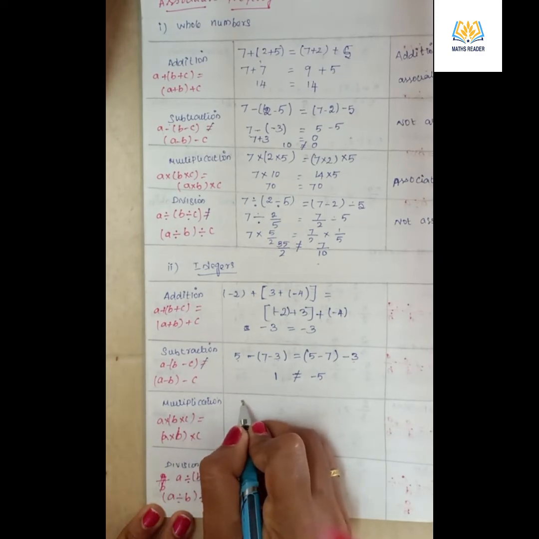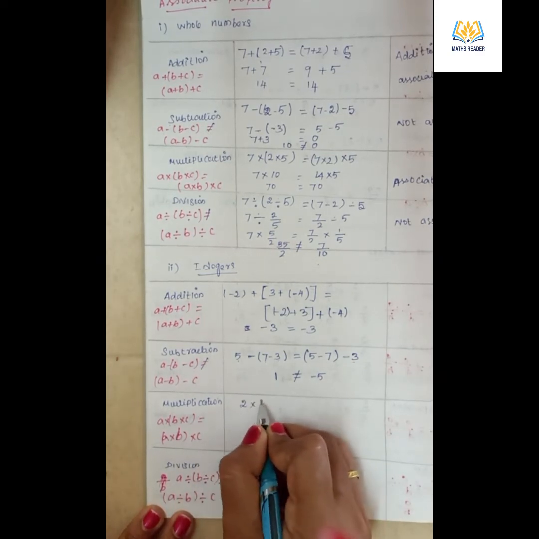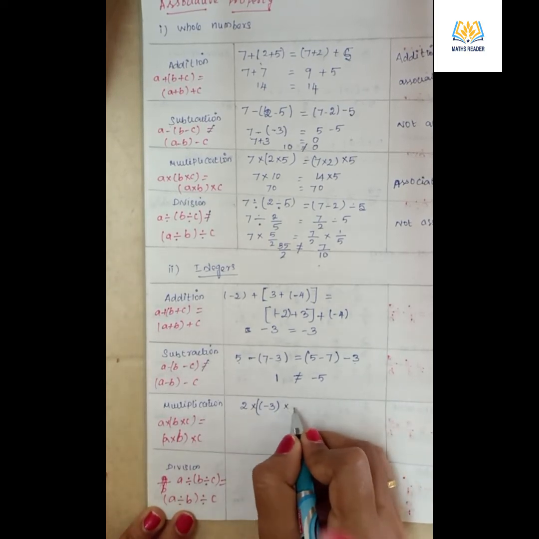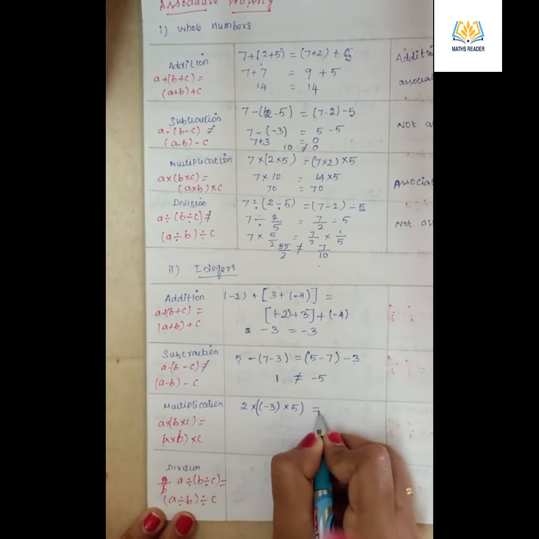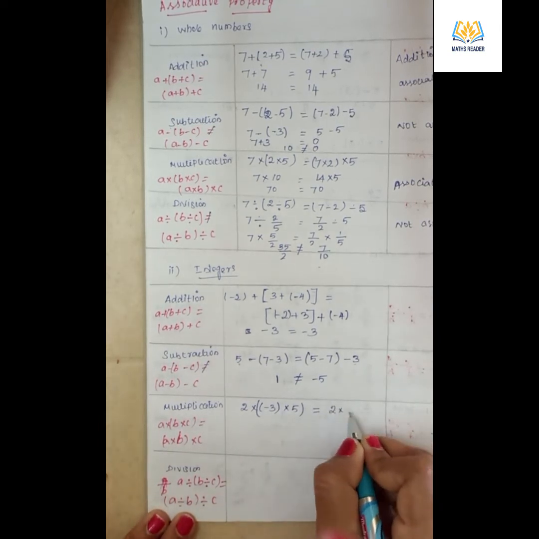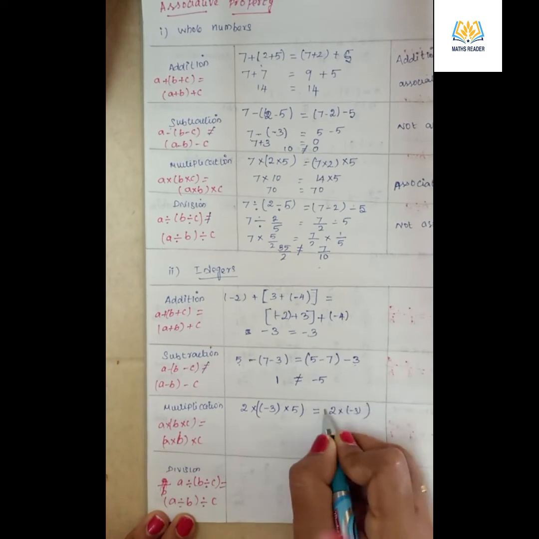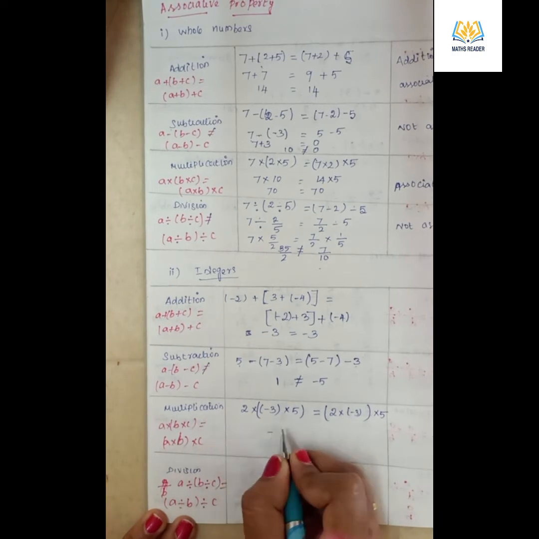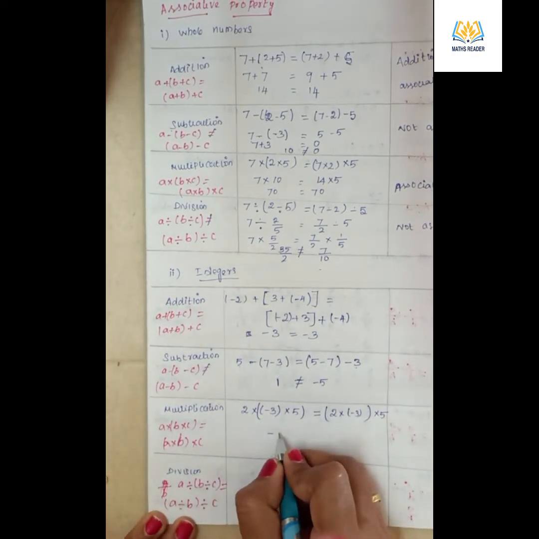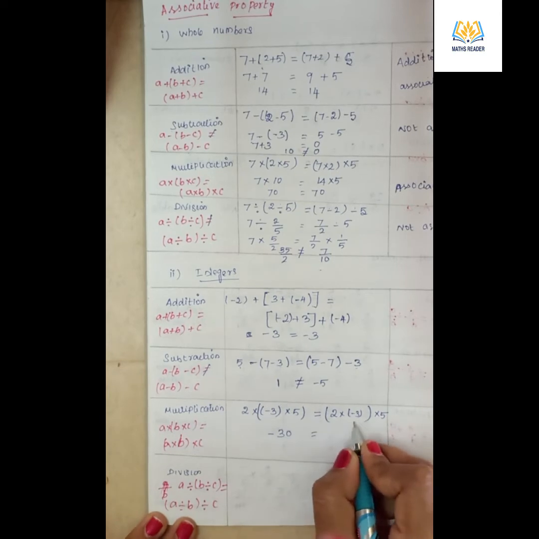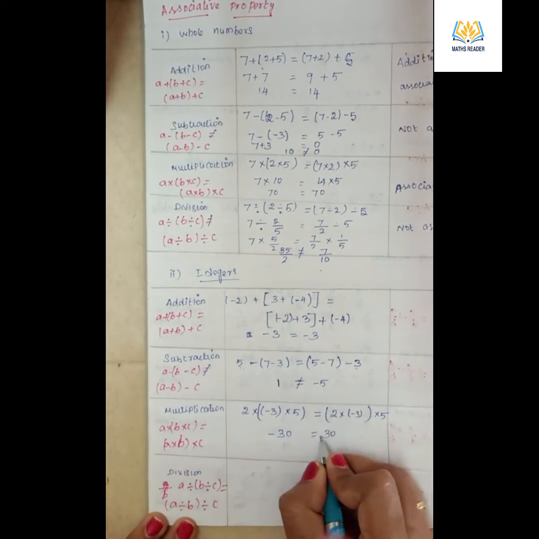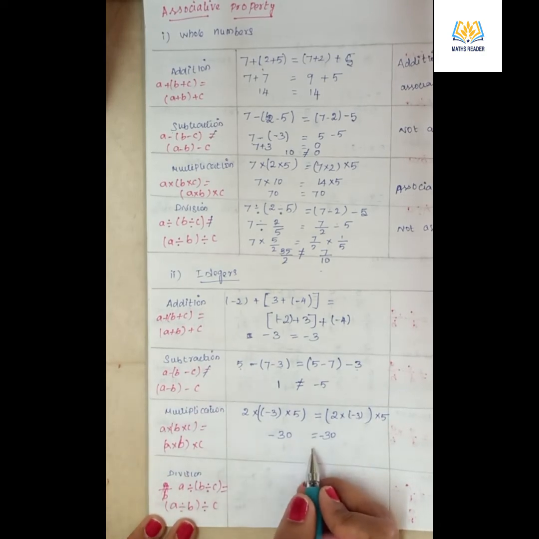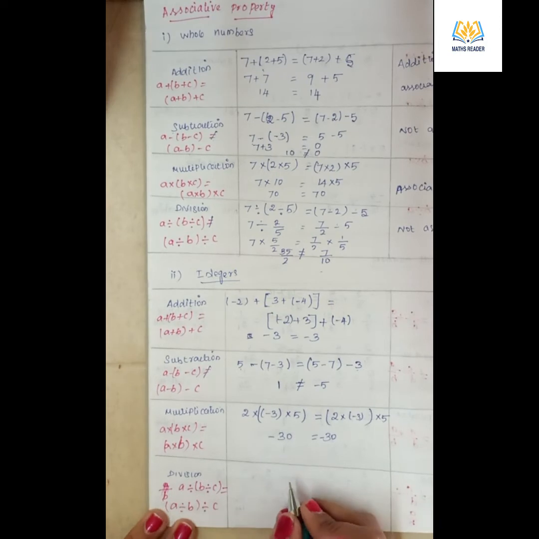Next we will go for multiplication. Let's take 2 into minus 3, an integer, and the parenthesis for 3 and 5. This is equal to 2 into minus 3, close the bracket, into 5. So here 3 5s are 15 into 2, 30. Here also 2 3s are 6, 6 into 5, 30. So minus 30 equal to minus 30. So this multiplication satisfies the associative property.